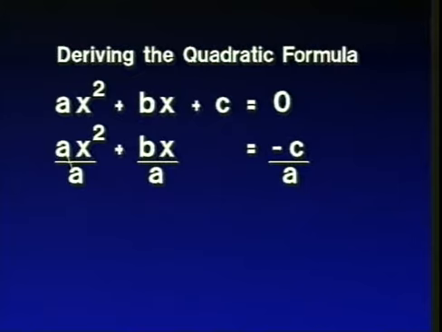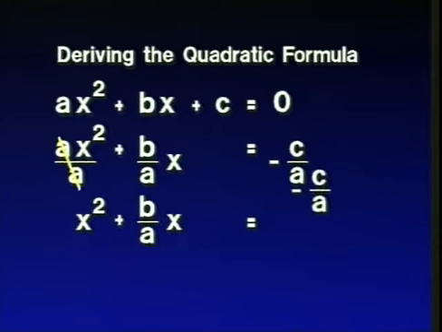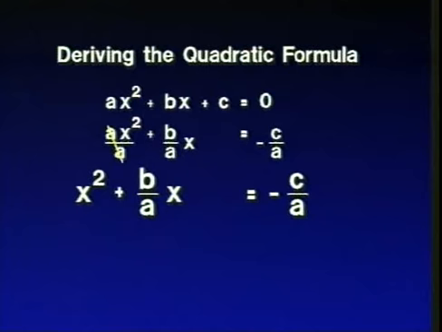Now, we get the cancellation as expected in our first term, so we'll bring down the x squared. Now, bx over a we'll write as b over a times x to show the distinct coefficient of the x. And the negative c over a we'll think of as negative c over a. Now we're ready to complete the square.